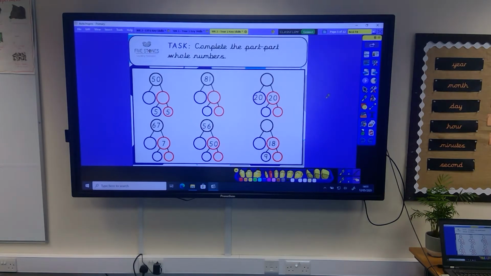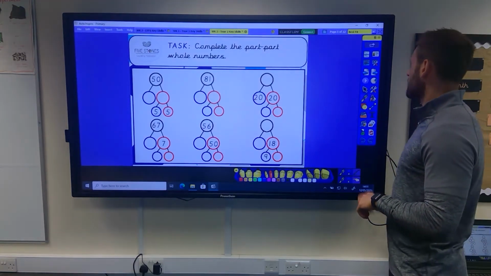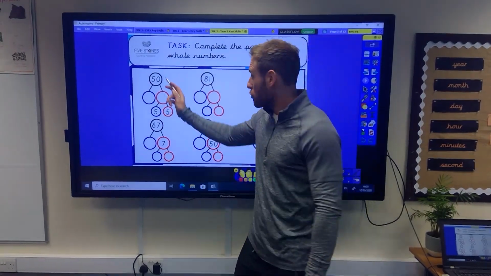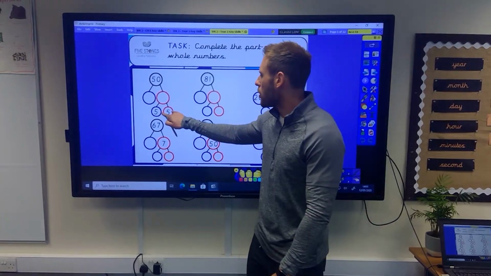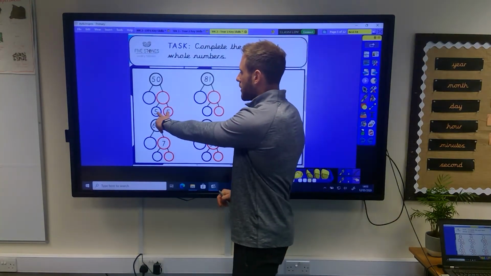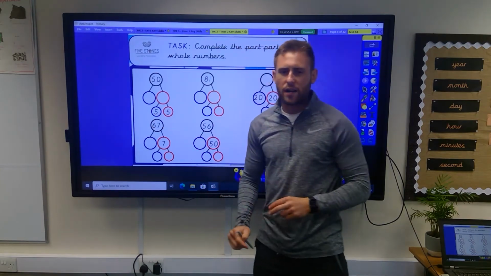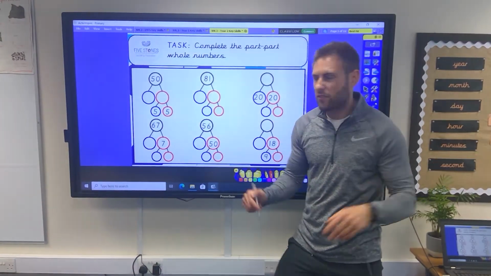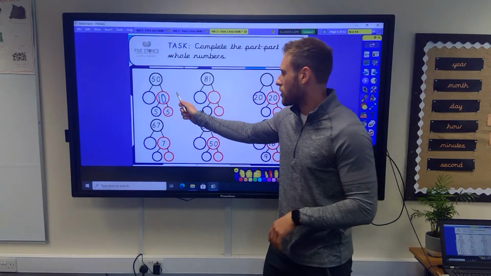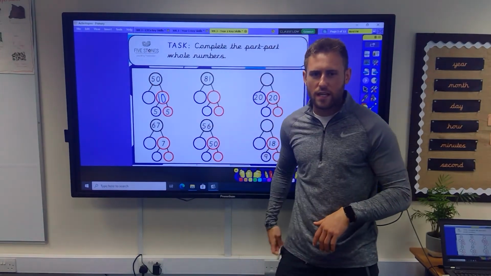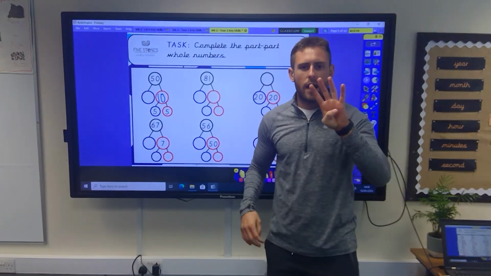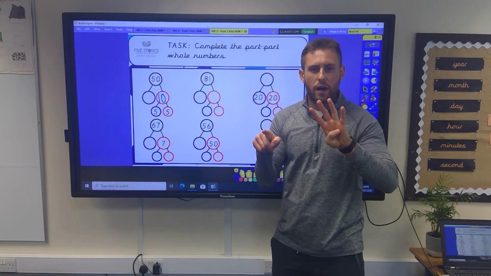Right, pause the video if you'd like more time. We're going to start with our first part whole model here. We've got the whole, which is fantastic, but we've also got two given parts to make this part. So we need to figure out what these two parts represent. 5 and 5, 10. Lovely. So we've got a part of 10 and a whole of 50. So a whole of 50, we've got the part of 10. What's our other part?